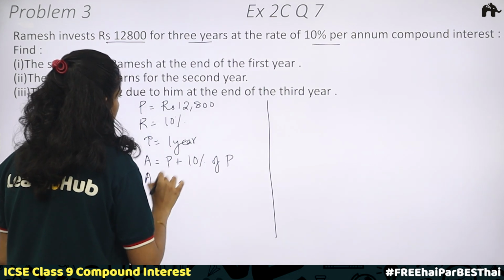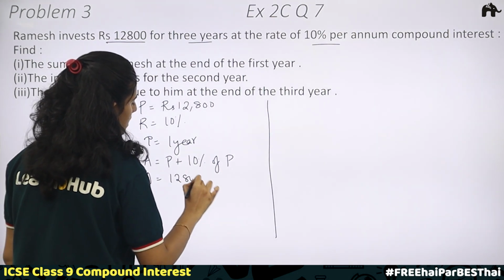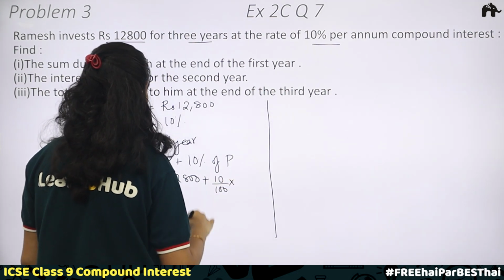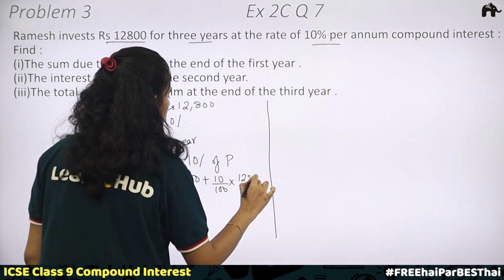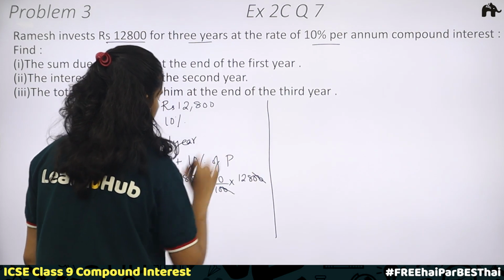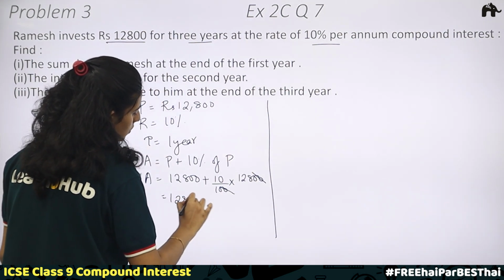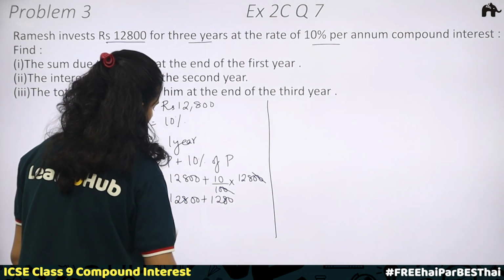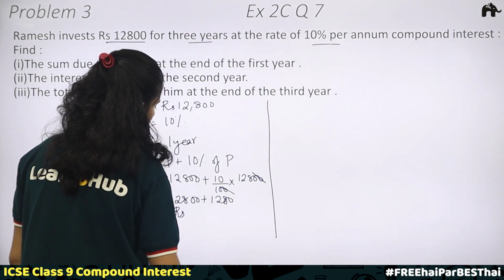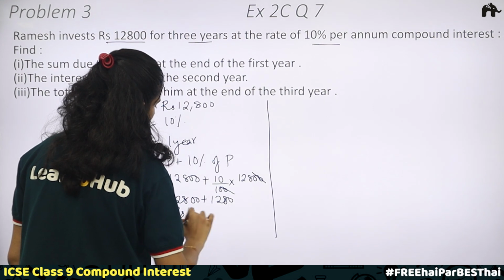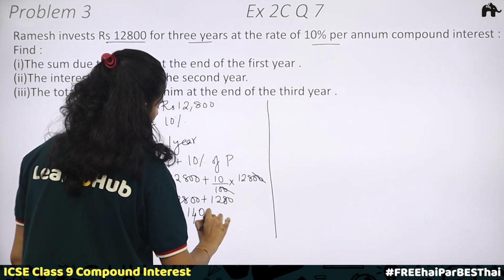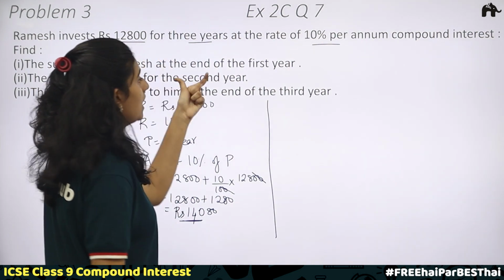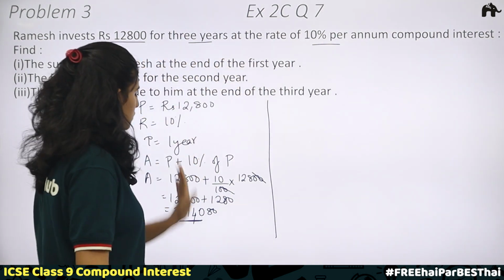So, the amount will be equal to principal 12,800 plus 10 by 100 into 12,800. Cancelling out zeros, you will be getting 12,800 plus 1,280. On adding, your final answer will be rupees 14,080. Okay, so this is the sum due to Ramesh at the end of first year.